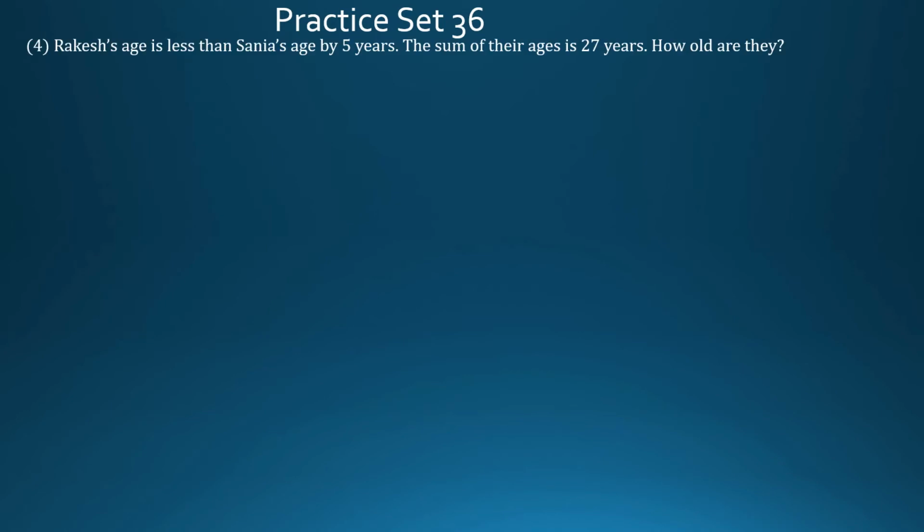Practice set 36. Fourth question. Rakesh's age is less than Sania's age by 5 years. The sum of their ages is 27 years. How old are they? So we have to find out what is the age of Rakesh and what is the age of Sania. They have just given that Rakesh is smaller than Sania by 5 years and the sum of their ages is 27 years. So we have to find out what is the age of Rakesh and Sania by solving.